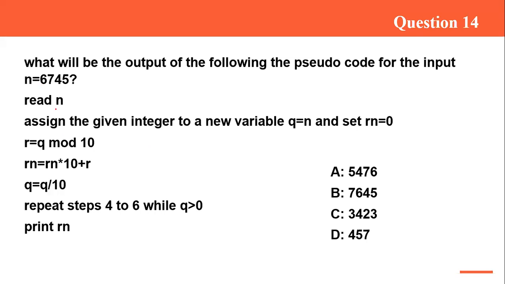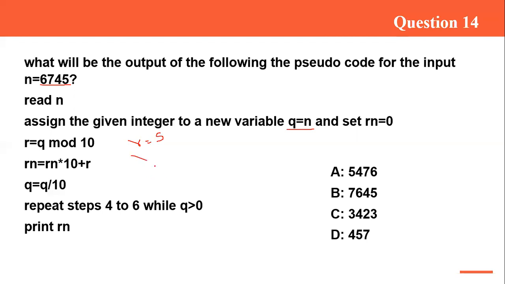6745, read n. So we are reading 6745. Assign the given integer n to variable q. That means q value will become 6745. Then Rn is 0. Rn is a variable which is 0. R equals q mod 10. That means 6745 mod 10. When you do mod 10 for a number, what will you get? We'll get the last digit, right? That's it. So what is the last digit? 5. So 6745 divided by 10, what is the remainder they are asking? It will be 5. So R value is right now 5.